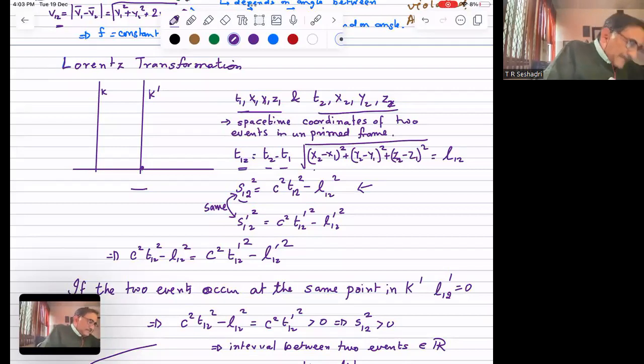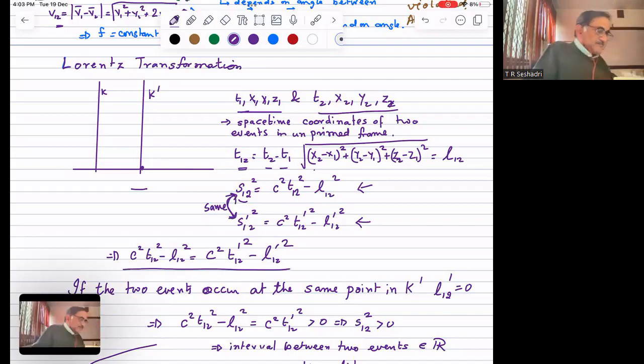Now, in the primed frame, exactly the same equation will be valid, except C does not have a prime. Since we know now that delta S is the same in both frames, I can now write this equation here. Now, this is true for any two events, it doesn't have to be for the path of light.